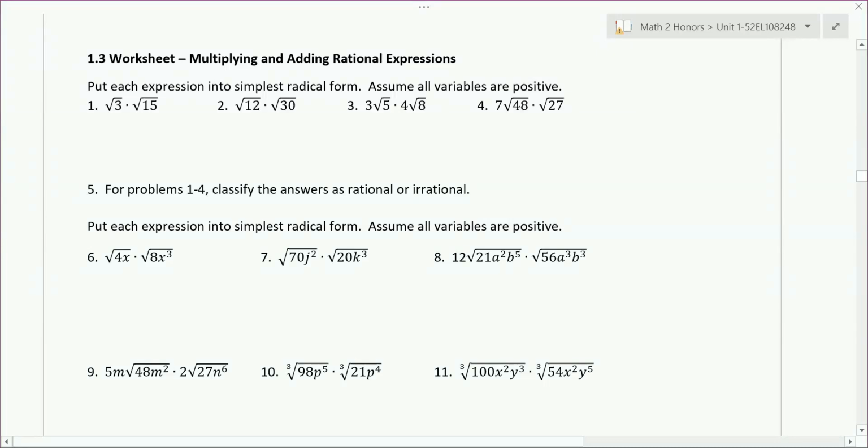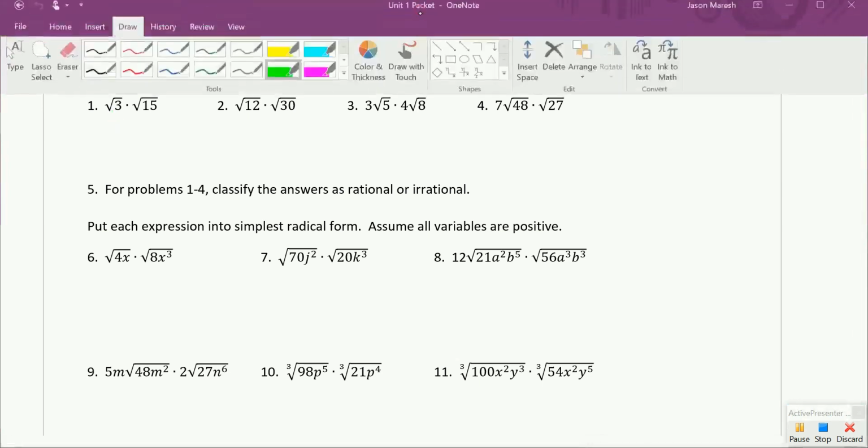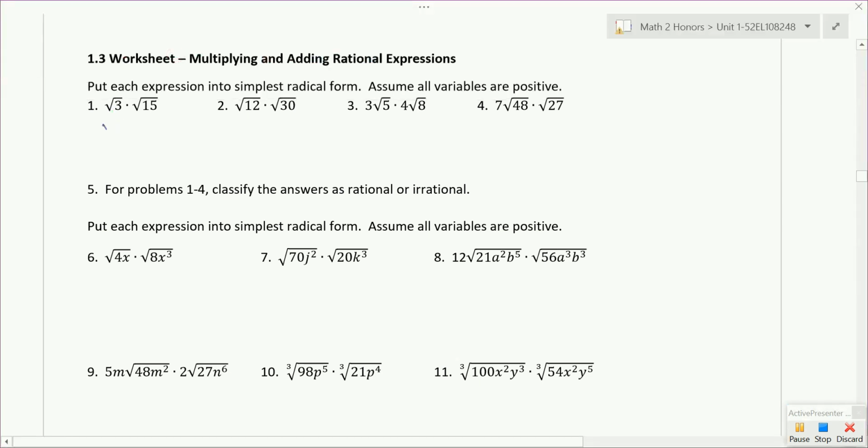I'm going to go over some of the worksheet problems, the odd ones, so you can check your work and see how you're doing with them. Start with number 1. We got root 3 times root 15, and so this is, I'm going to make it one expression here, root 3 times 15, and 15 is 3 times 5, so I got 2 3's. Answer is 3 root 5.